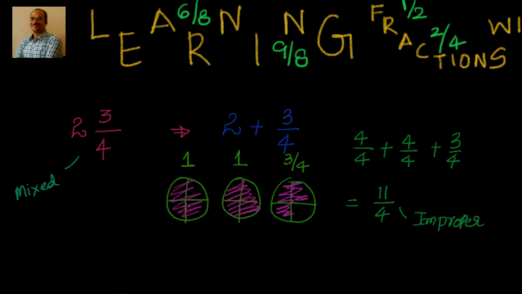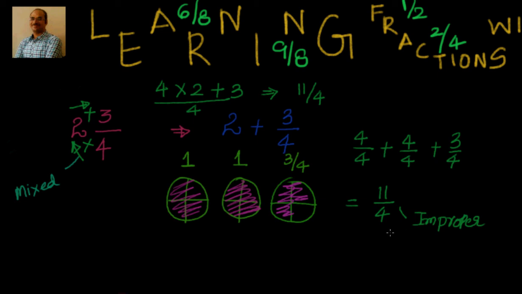The easy way to do that is to multiply the denominator with the whole number and add to the numerator. That is 4 into 2 plus 3, which is equal to 11 by 4. This is the same thing we have done here with the help of the example. That's how you can convert a mixed fraction into an improper fraction.